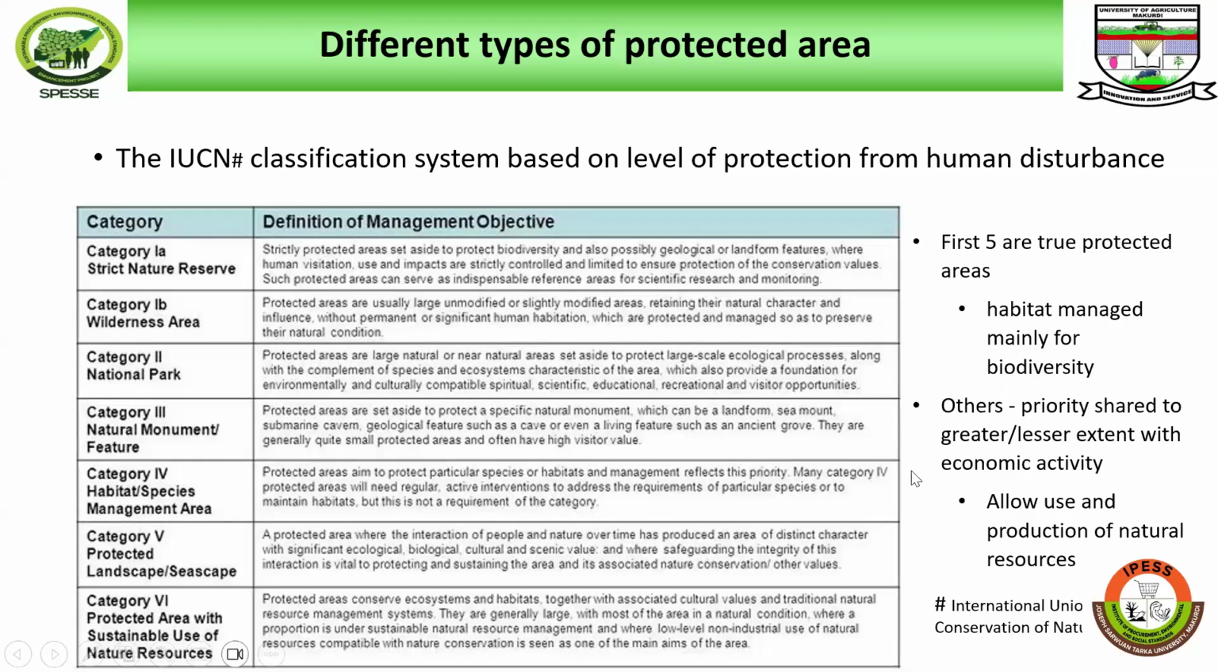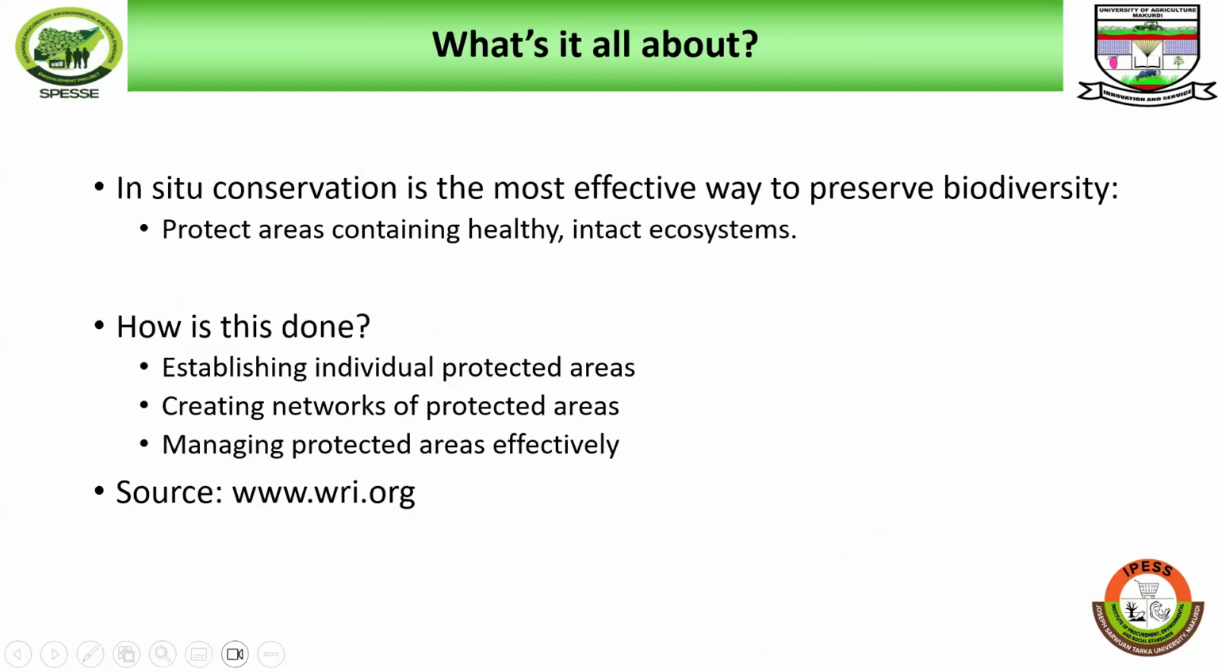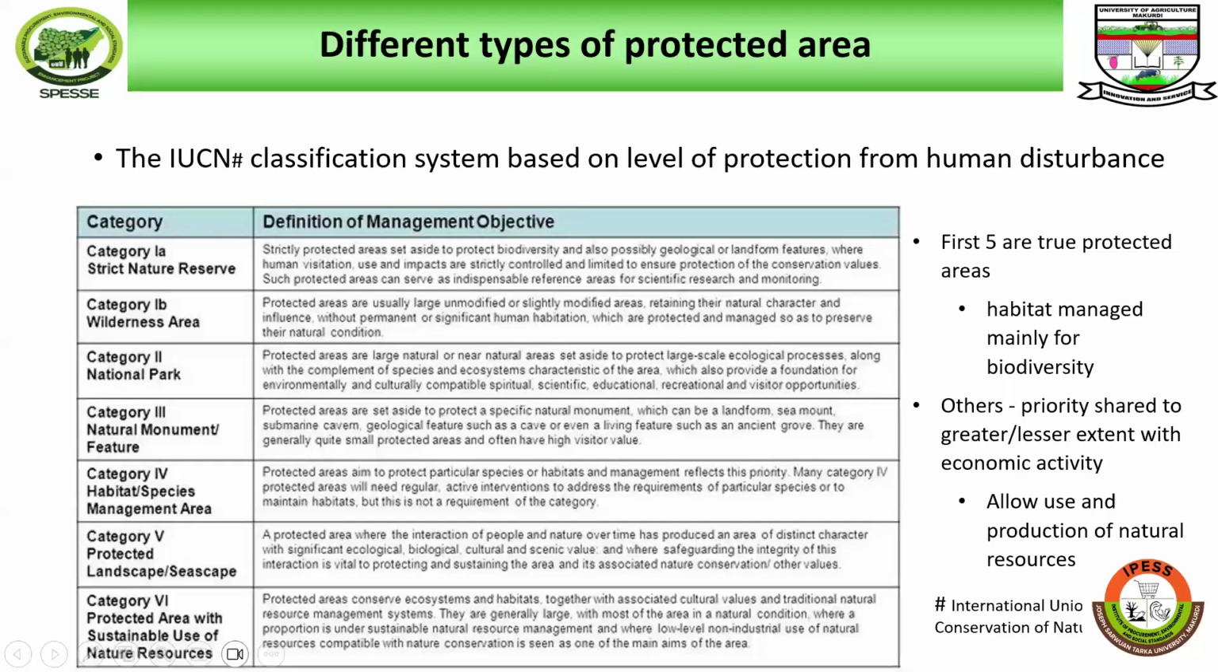And then we have category 6, which is protected areas associated with culture and all of that. The first 5 are truly protected areas, while the others are shared, to a lesser or greater extent, with some sort of economic activity.